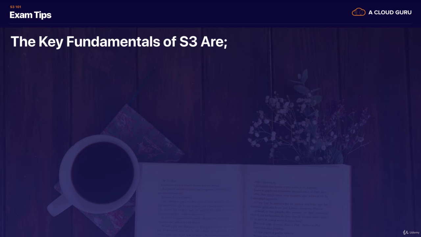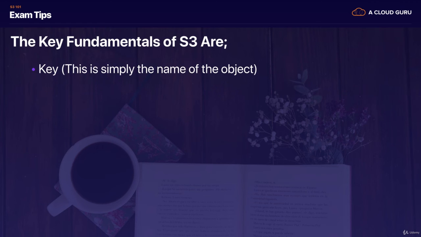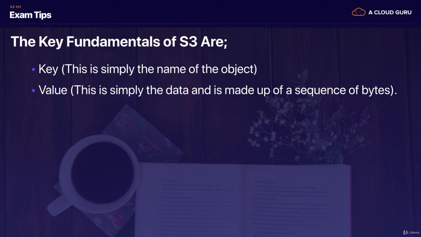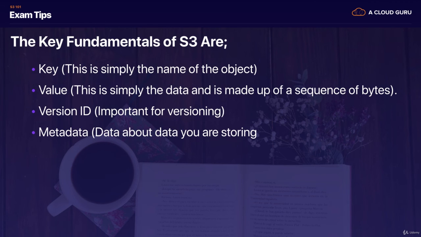Remember the key fundamentals of S3. So what makes up an S3 object? Well, we have the key, and this is simply the name of the object. We then have the value, and this is simply the data and is made up of a sequence of bytes. We then have the version ID. This is important for versioning. We have metadata, which is data about the data that you're storing.